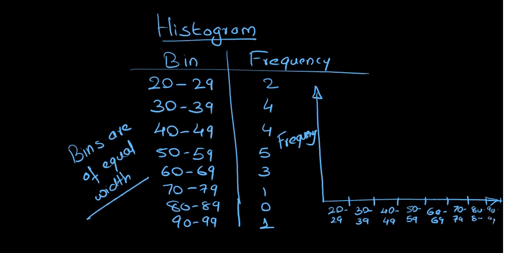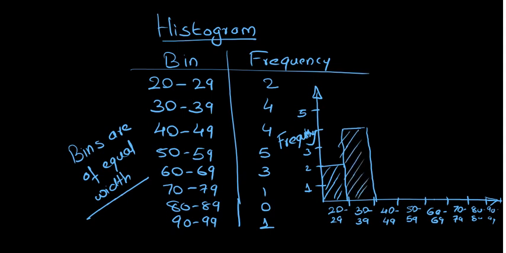So these are the bins, and the frequency will be 1, 2, 3, 4, 5. I think the maximum number is 5, so you need only up to 5. Now you have to make the bars. So 20 to 29 is 2 units, so it's something like this. This is your 20 to 29, and 30 to 39 is 4 units, so something like this. So that is 30 to 39.